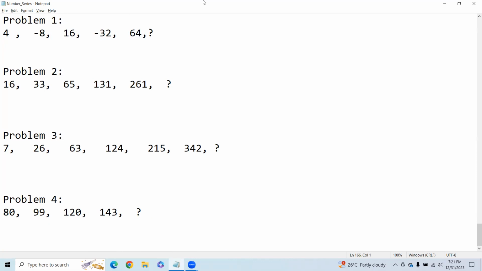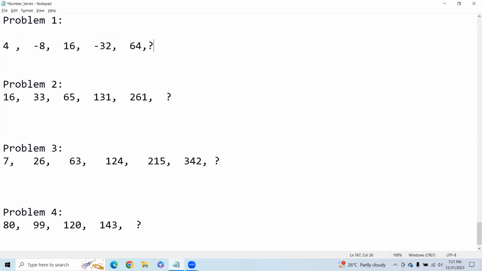4, minus 8, 16, minus 32, 64. If you look at these numbers, they are decreasing, then increasing. So this is a bit challenging, like it's decreasing, increasing. So if you ignore the sign, do you see some similarity? Like you can say 4 into 2 is 8, 8 into 2 is 16. Only the sign is different. So can we say it is 4 into minus 2 is minus 8, minus 8 into minus 2 is 16?